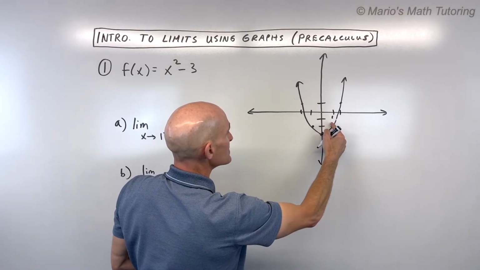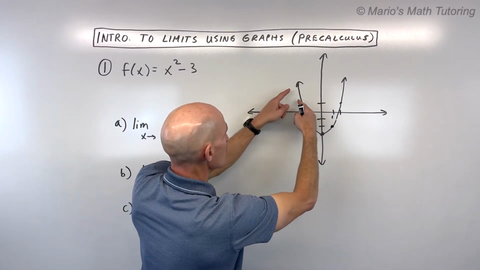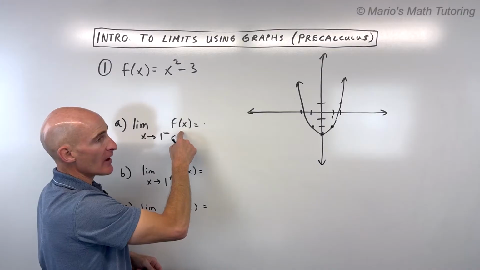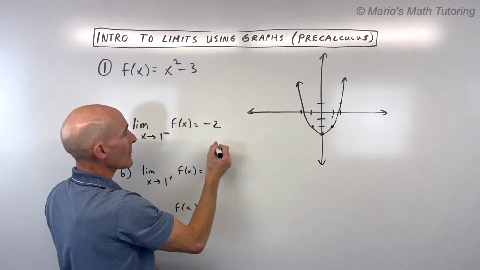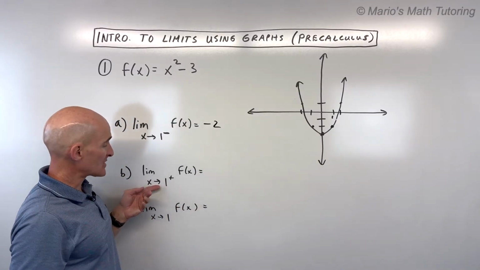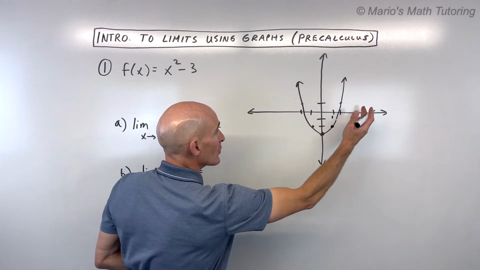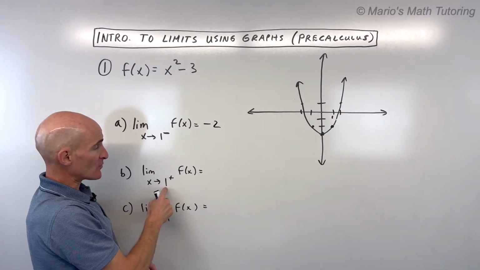Well, you can see when x is 1, we're down here at negative 2. So as you approach 1 from the left, f of x, which again is the y value, you're getting closer and closer to a y value of negative 2. Now the next one, the limit as x approaches 1 from the positive or the right side, so you're going from this direction, what y value are you getting closer to as x approaches 1?